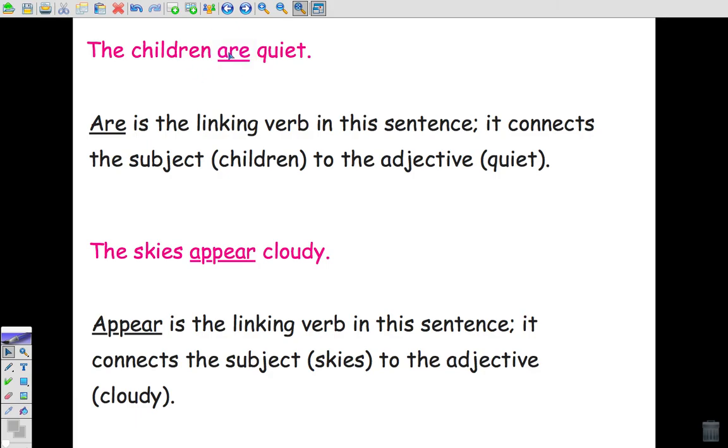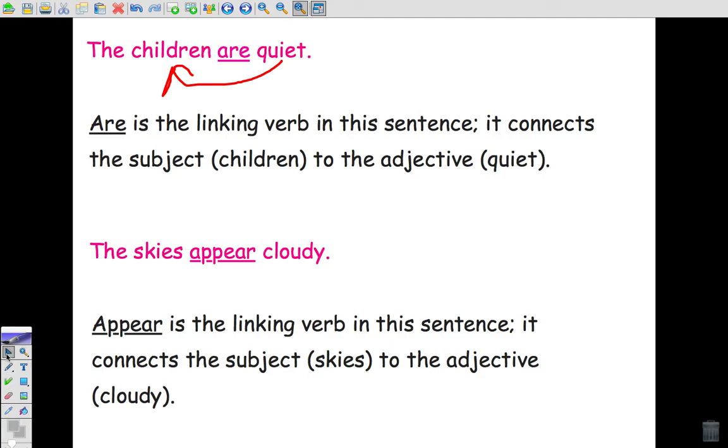If I said the children ran, what are they doing? They're running. So that's an action. The children are, they're just being there. They exist. Okay? So we have a linking verb, and then we have a predicate adjective at the end describing the children. The word in the predicate always links back or connects and tells us something about the subject. This is describing the subject. Are is a linking verb in the sentence. Again, it connects the subject, children, to the adjective quiet.